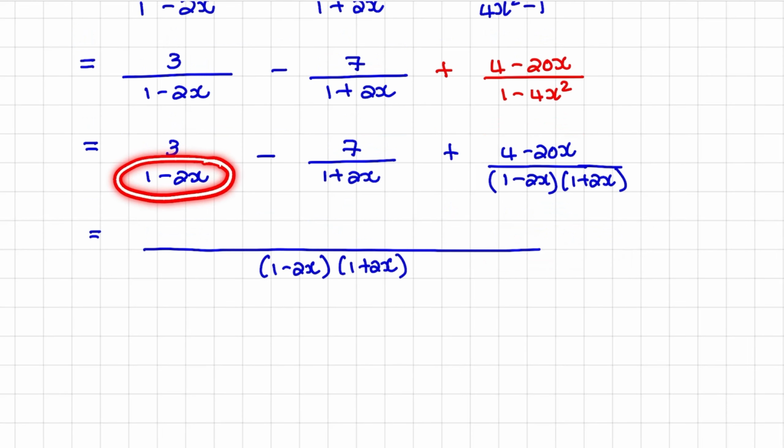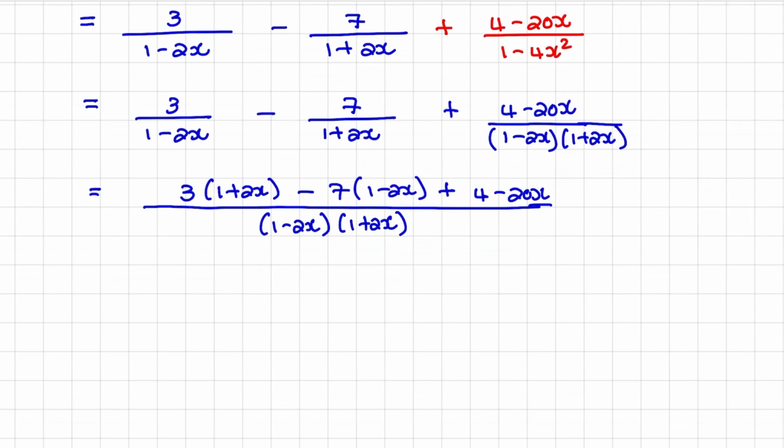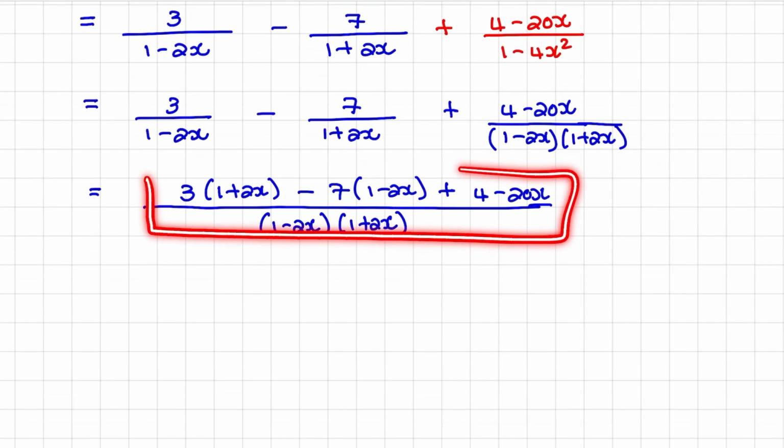So in the first term, to create the LCD, I need to multiply the denominator with 1 plus 2x. And I repeat that calculation in the numerator. So it will be 3 times 1 plus 2x. In the second term, I need to multiply the denominator with 1 minus 2x in order to create the LCD. And I repeat that calculation in the numerator. And I do not need to manipulate the numerator of the third term because the denominator is already the LCD. So now I have all 3 terms in one fraction.